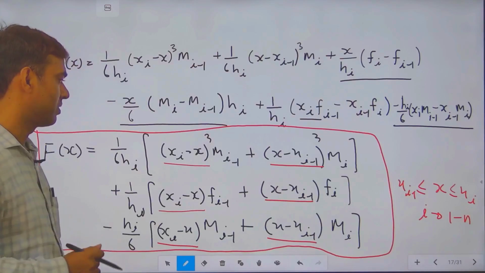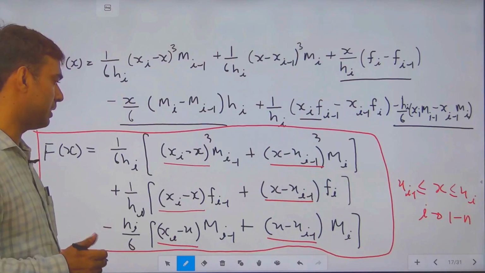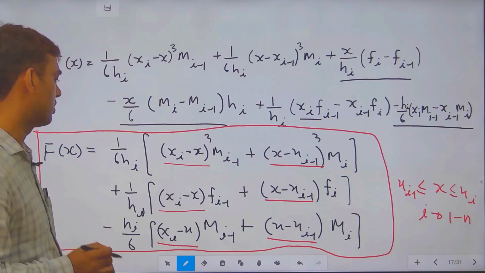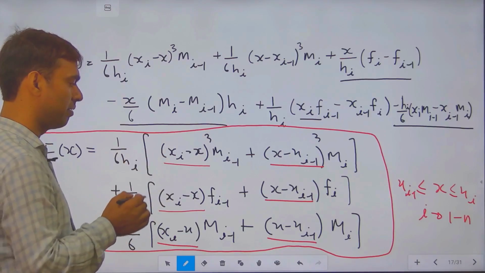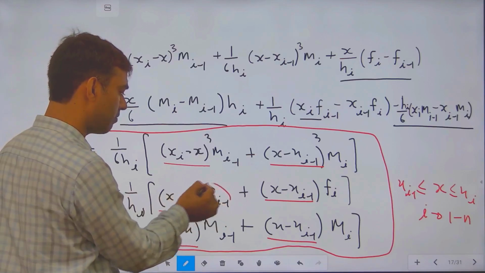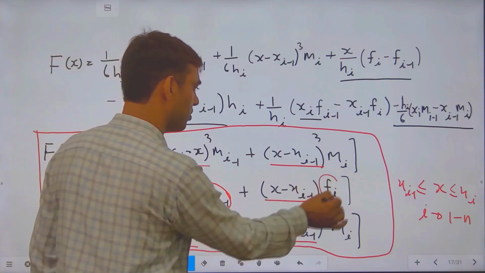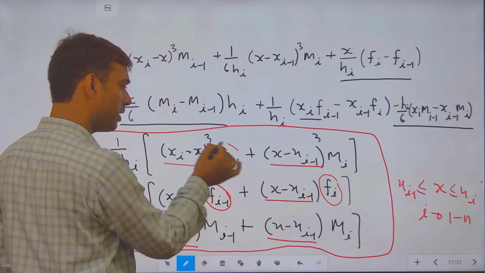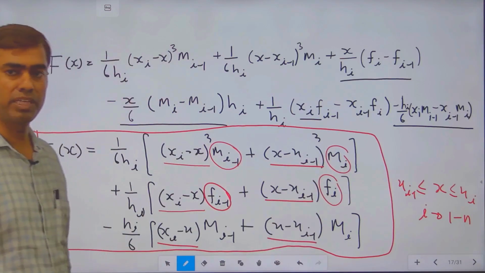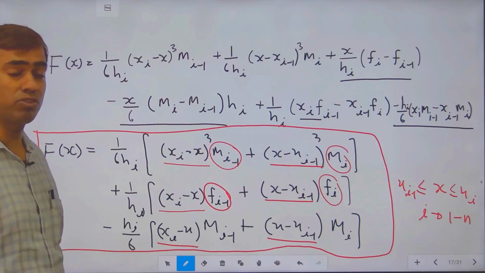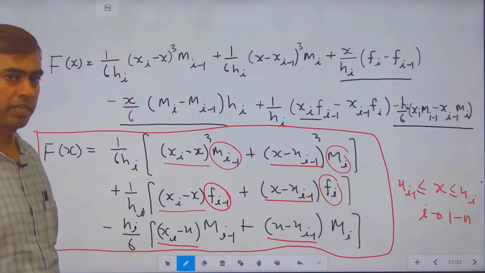Now, what are the other things? There are just some unknowns. We have a value of x_{i-1} and a value of f_{i-1}, f_i also, but we don't have the values of M_{i-1} and M_i. Then how do we find the values of M_{i-1} and M_i?